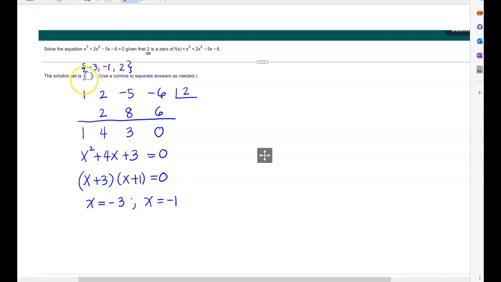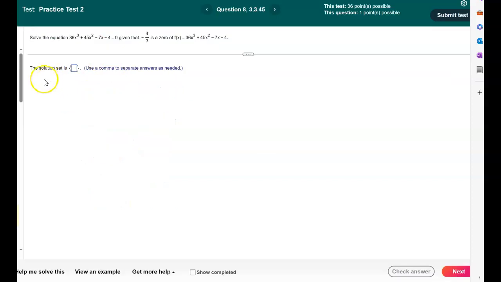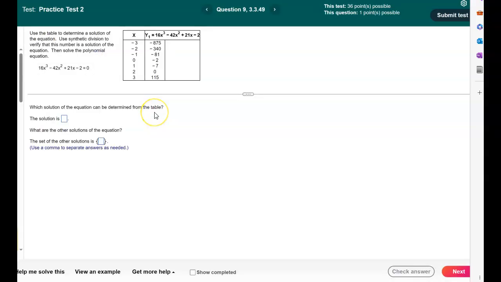Now, when you plug in, pay attention that there's already a parenthesis here, so you don't need to put the parenthesis. You just put negative 3, negative 1, and 2. Now, for this equation, just apply that same principle. We'll skip that and move on to the next question here.